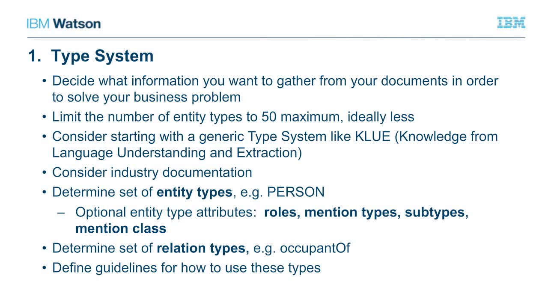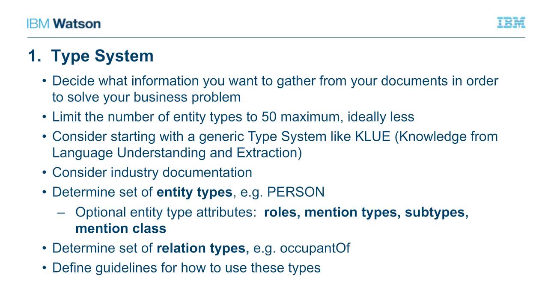The first step for defining a type system is basically to understand and decide what information you want to gather from the documents to solve your business problem. So, for example, if you're trying to extract information from medical records, then perhaps you might be interested in demographic data about the patient and their medical conditions and any medications that they've been prescribed. You should aim for a maximum of 50 entities in your type system, and ideally considerably less, because if and when you have a go at annotating a document using this type system, you'll find that if you have too many entities, it makes it quite difficult to hold all of those in your mind and find every mention of those entities as you go through the entire document.